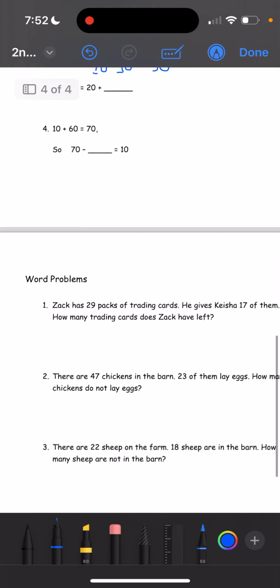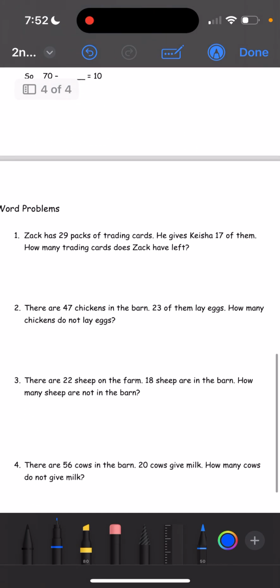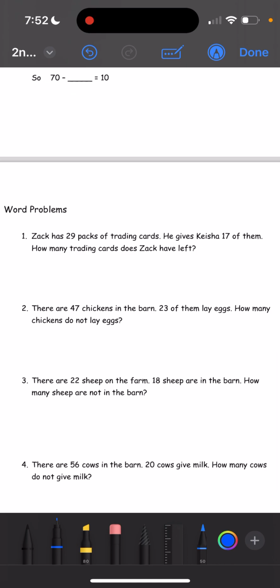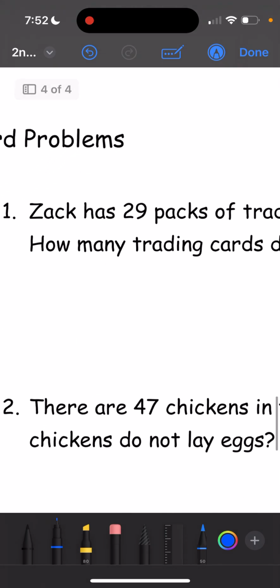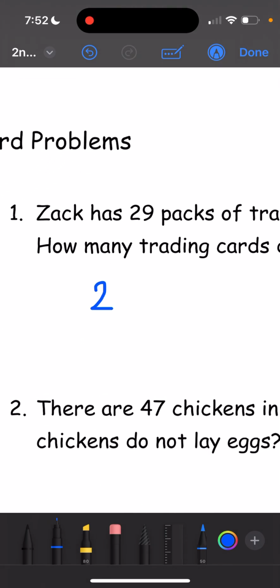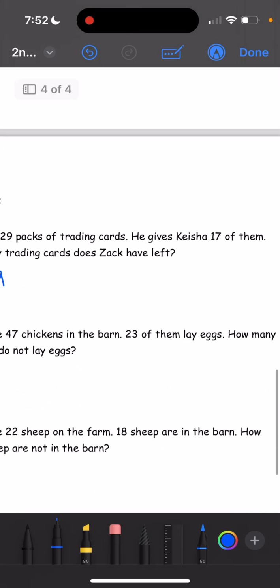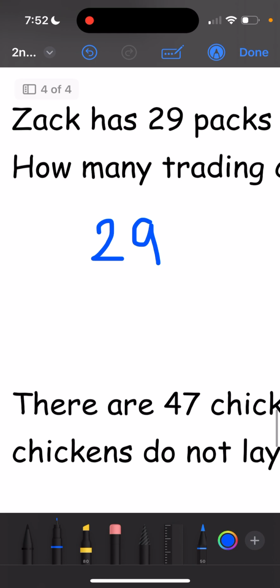All right, let's do some word problems. Number 1. Zach has 29 packs of trading cards. He gives Keisha 17 of them. How many trading cards does Zach have left? All right, so Zach has 29 packs of trading cards, and he gives Keisha 17. So he loses 17, so we're going to subtract 17.